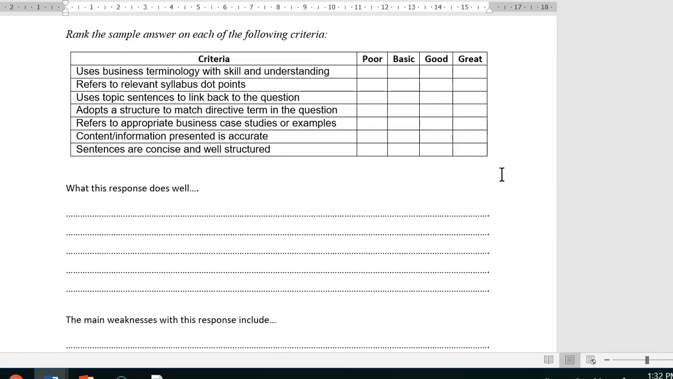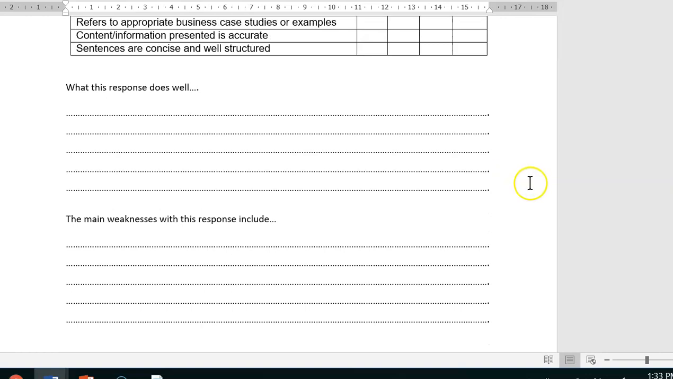So as you can see, it's very easily adaptable to any course and is a really quick and easy task that can be used to help students identify those really important areas they need to be including in their responses. But also that reflection, and having them reflect on what the response does well, and then also what the weaknesses of the response are.